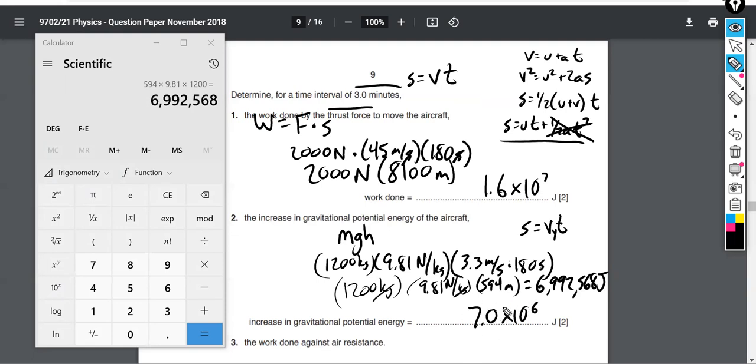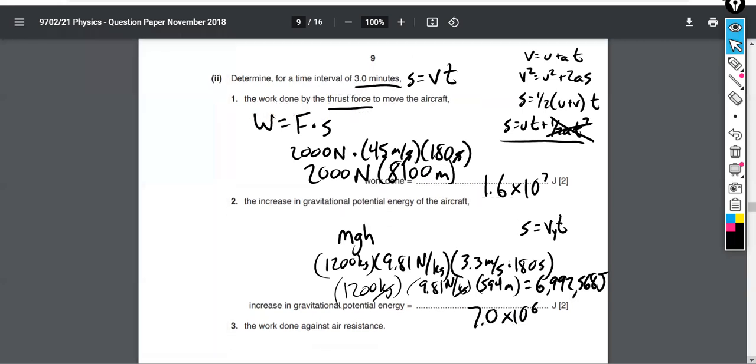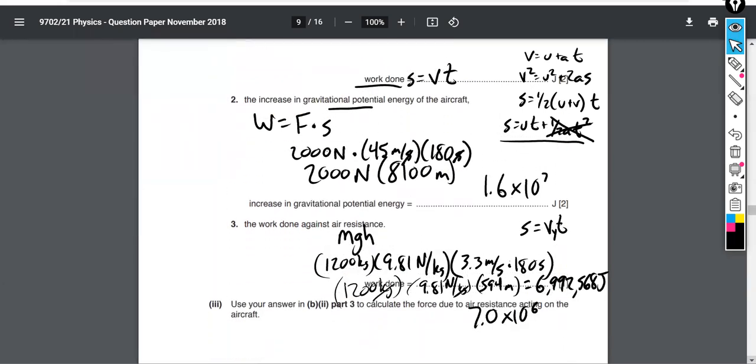So again, this is dealing with significance. Avoid the temptation to want the answer as precisely as my calculator has it. That's too precise. You don't want to over-report the precision of your answer. All right. Now the next calculation is, what is the work done against air resistance?